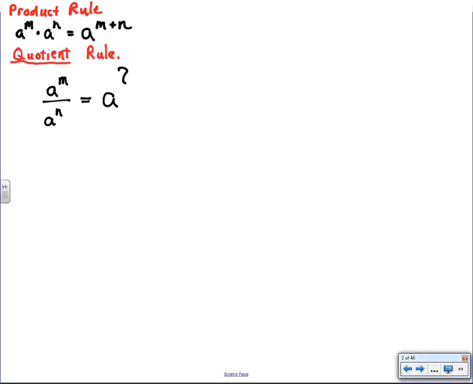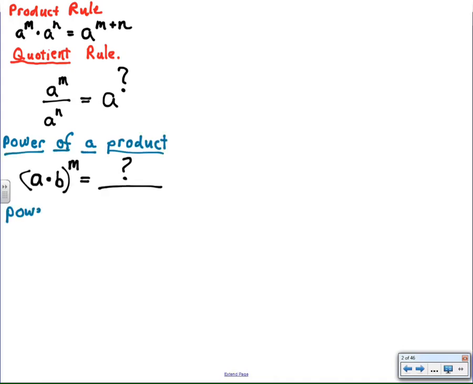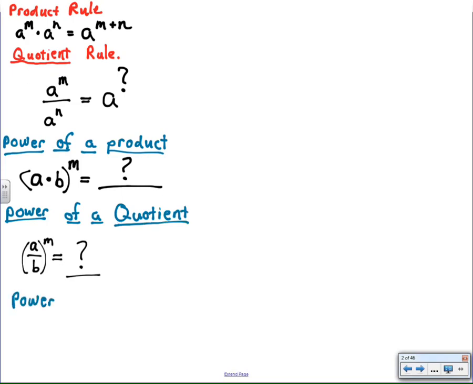Now we have the quotient rule. You need to figure out what that is. Power of a product. You need to figure out what that is. Power of a quotient. You need to figure out what that is. Power of a power. Figure out what that is.